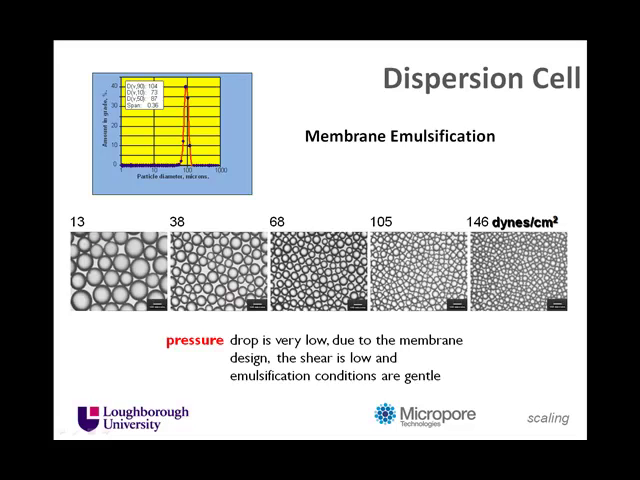All we've done is increase the shear stress from 13 to 146, and in doing so we change from droplets which are clearly bigger than 100 microns through to droplets which are about 30, maybe 40 microns in diameter. And you'll also notice the uniformity gets better as well. There's a sort of optimum value here as well.